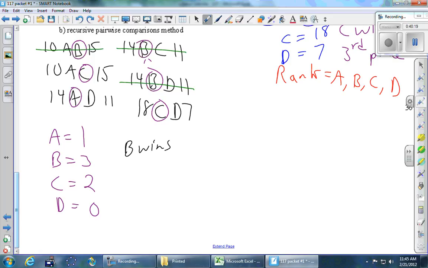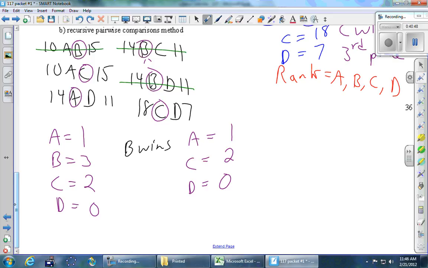And we need to give points again. A, C, D. How many points does A have in this new list? Just the one. How many points does C have? 2. How many points does D have? Still 0. Easy way on that one is B1 pairs.